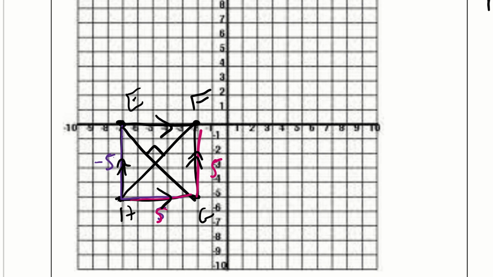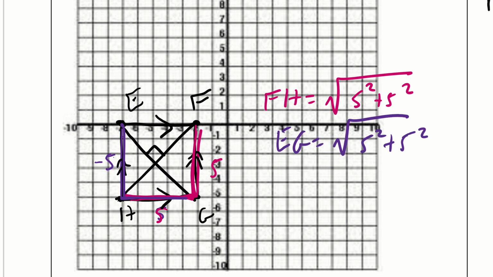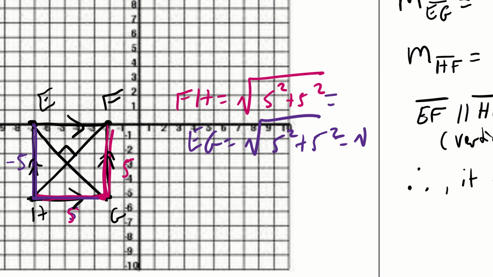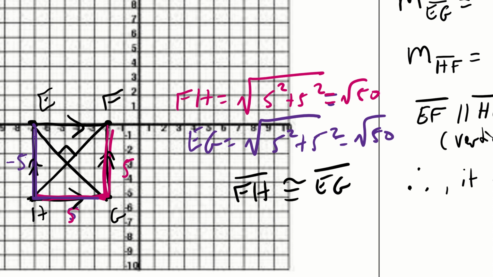We're going to prove that the diagonals are congruent. This is easy to do because we know that this is 5 and this is 5, right? So that means FH is equal to the square root of 5 squared plus 5 squared. And then we know that this is 5 and this is 5, so EG is equal to the square root of 5 squared plus 5 squared. They're literally the same thing. So this is square root of 50 and this is square root of 50. So it's showing that FH is congruent to EG. So the diagonals are congruent.